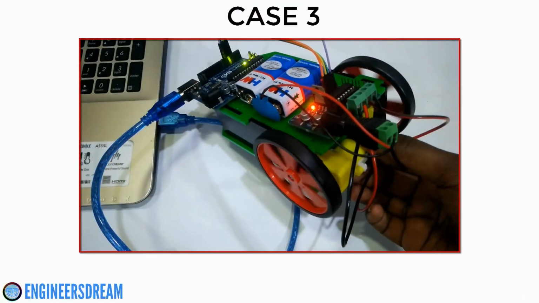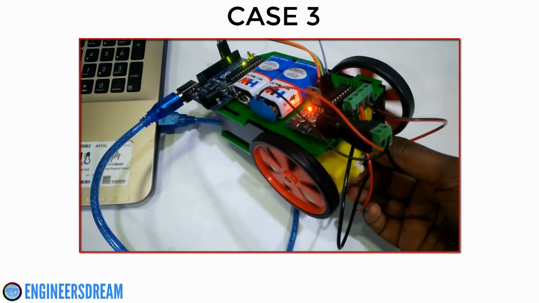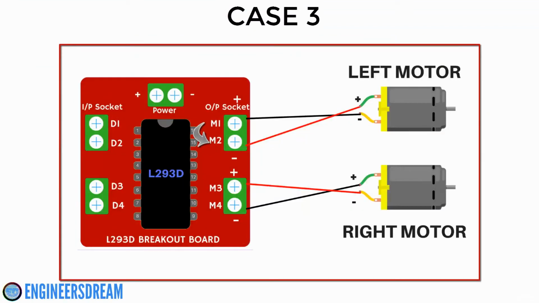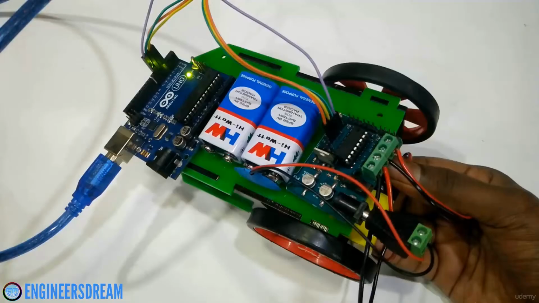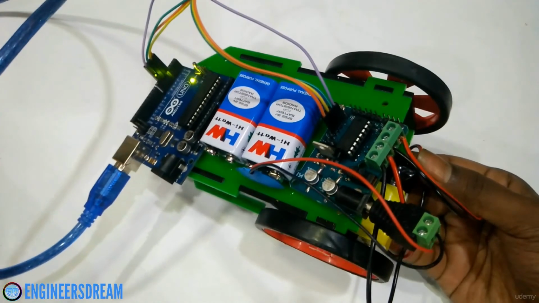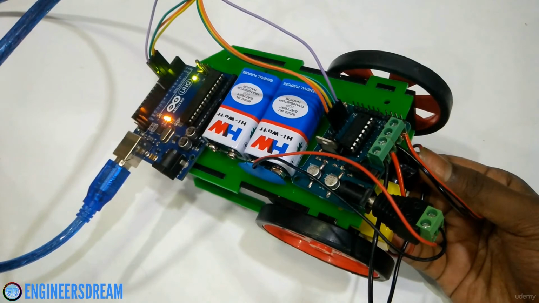From the last case, if both the motors are going backward, then I will remove the M1 wire and connect it to M2. I'll remove the M2 wire and connect it to M1. Similarly, I will remove the M3 wire and connect it to M4. And I will remove the M4 wire and connect it to M3. After explaining you this logic, I will now upload the program and check the output.